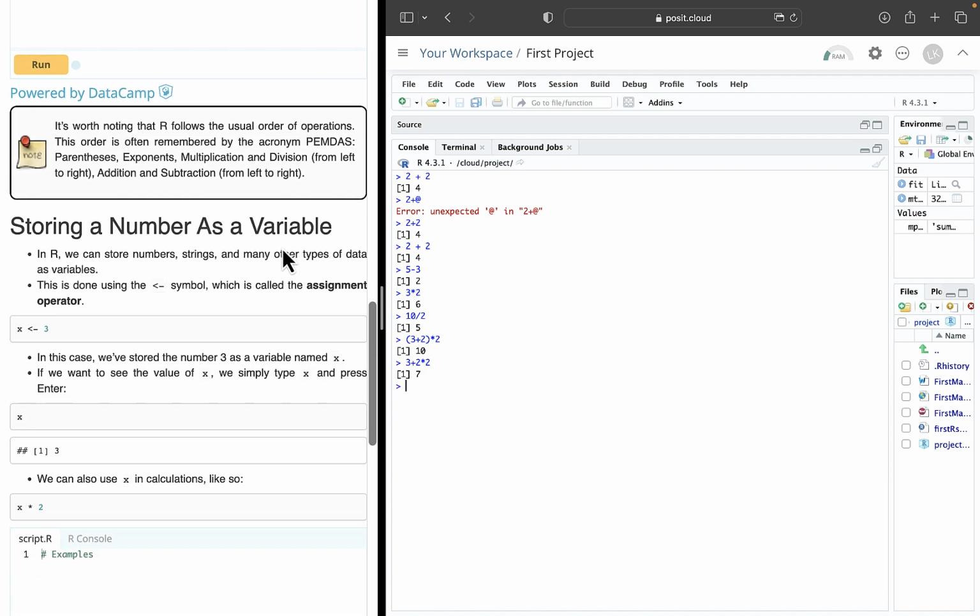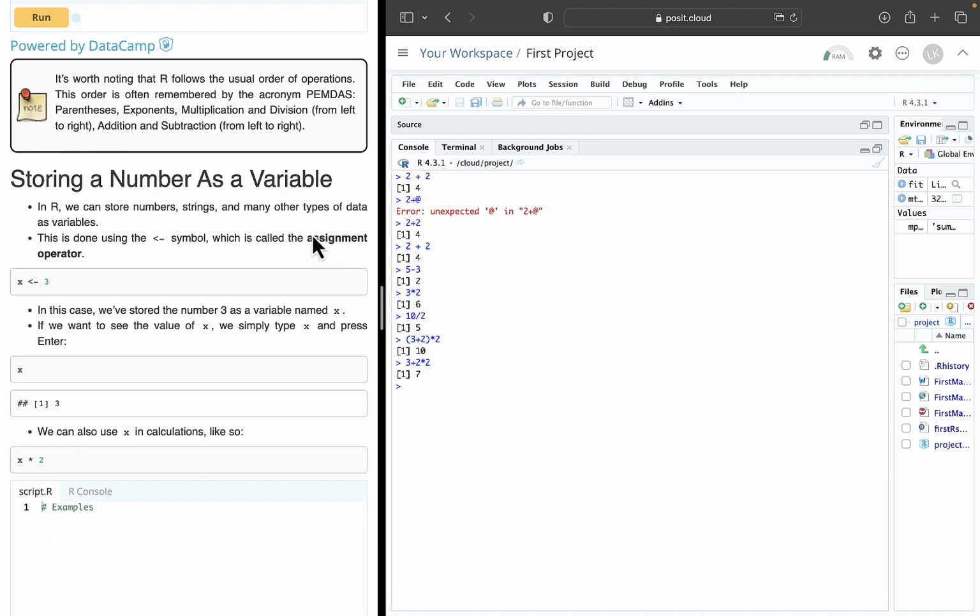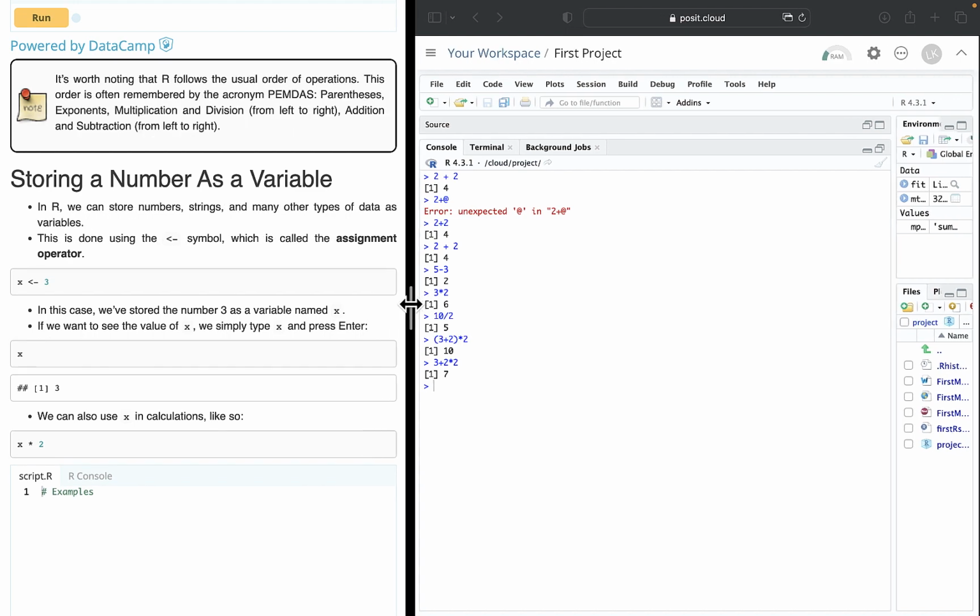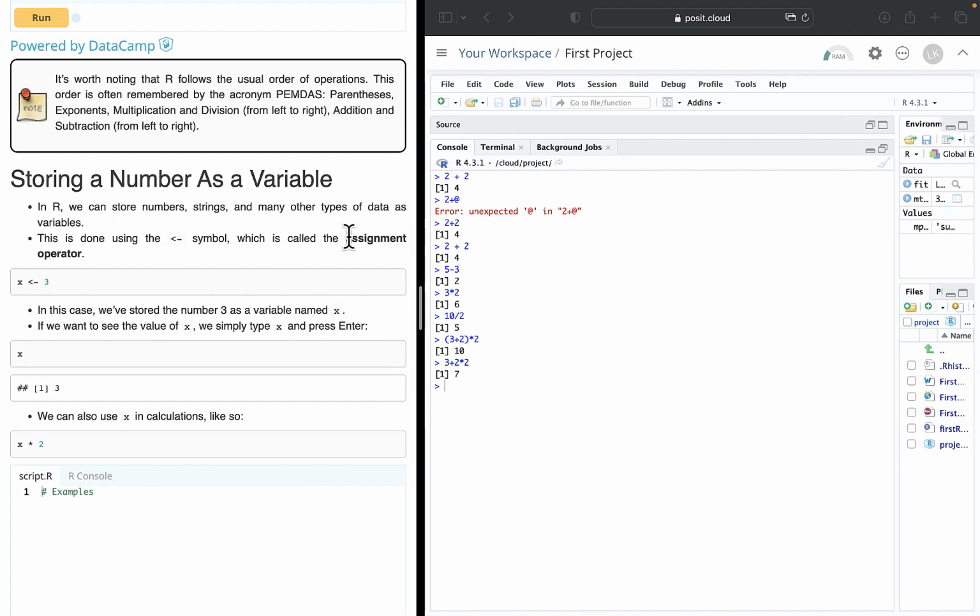All right, the next thing we're going to talk about is something called the assignment operator. That's a little better. And that's this little arrow looking thing. And so if I want to store a value or some piece of information inside, we'll call it a variable. I like to call it an object. They're not always objects, but basically you can think of this as a box that holds something. So in this case, we have a box named X that's going to hold the number 3.